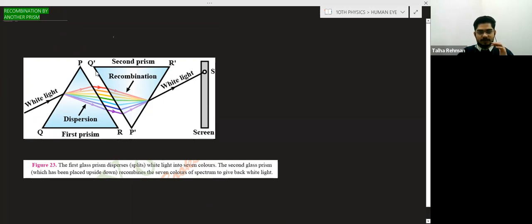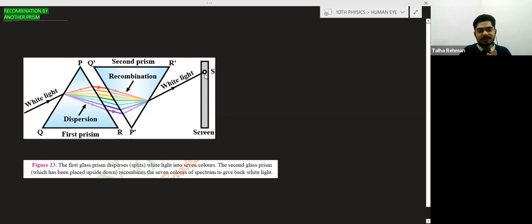And when you are placing a prism like this, in such a way that the refracting surface, because these lights are entering through this surface, through this prism. So what will happen when you are placing this prism like this? Again, due to the refraction, there will be the recombination, and again finally you will get a white light.